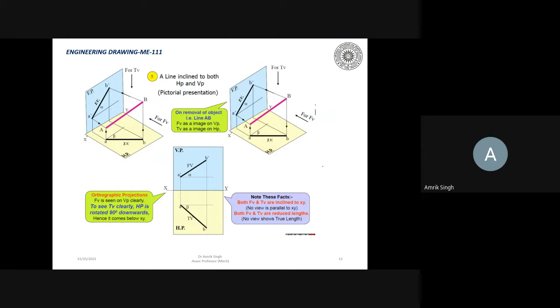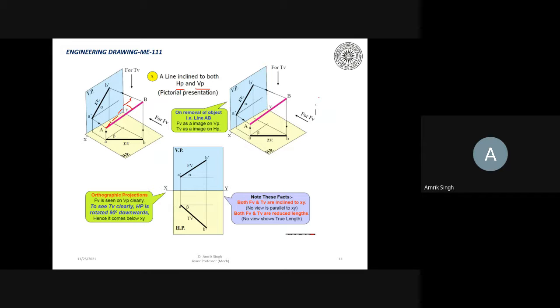So it is the last case, that a line is inclined to HP and VP. Okay, so it is slightly difficult to imagine, but you have to imagine. It is inclined like this. If it is parallel to VP, then it should be like this, but it is inclined to VP also. So this angle is there. And it is inclined to the horizontal plane also. So this is there.